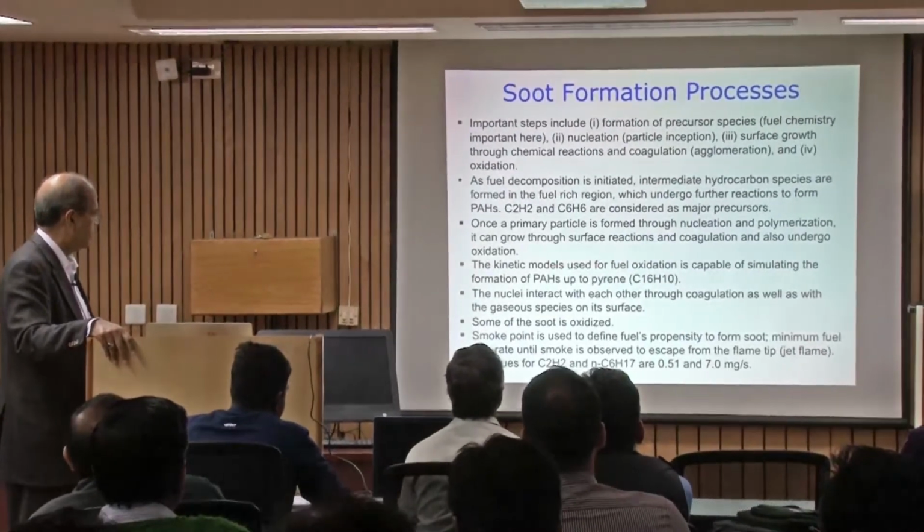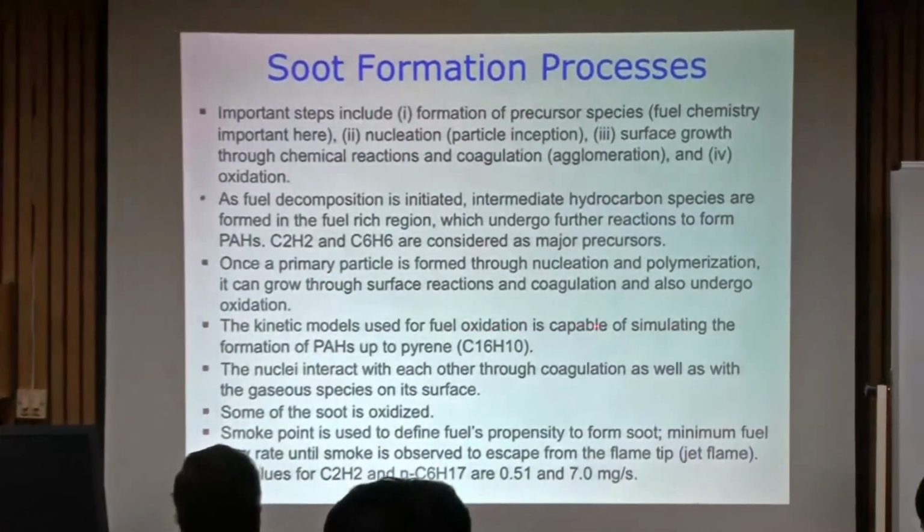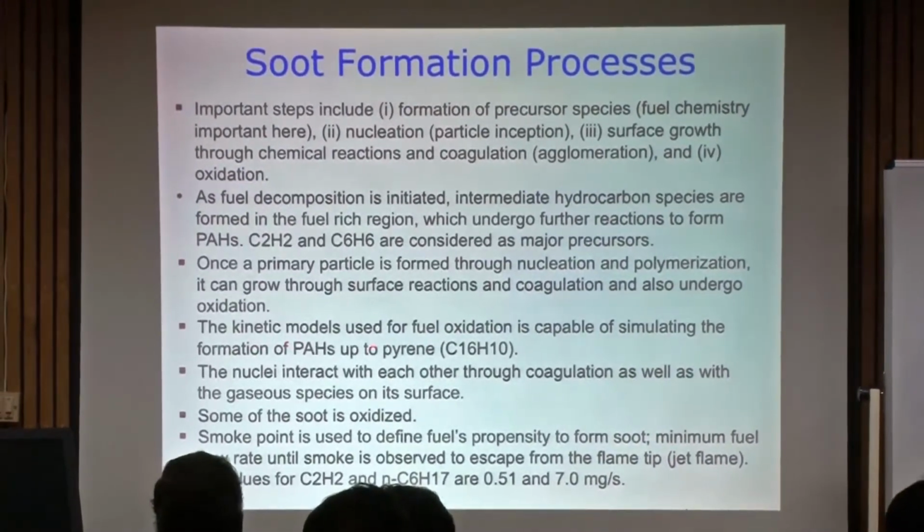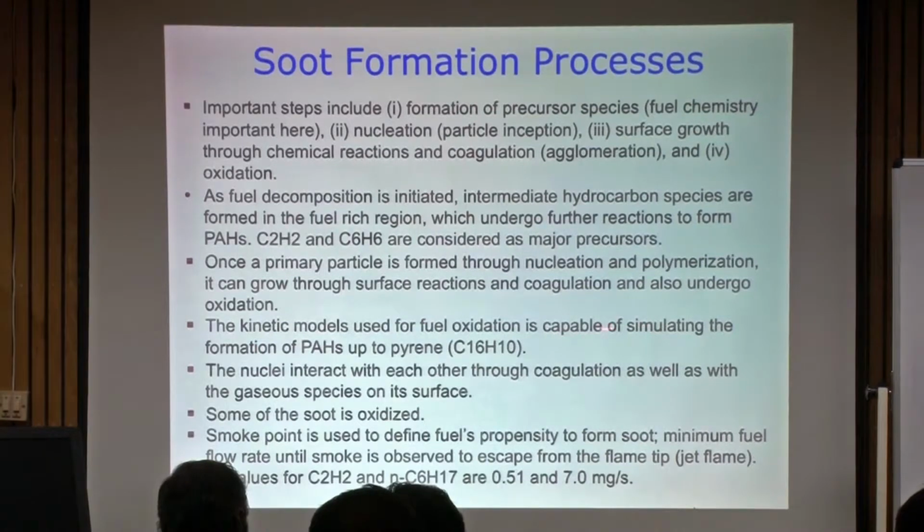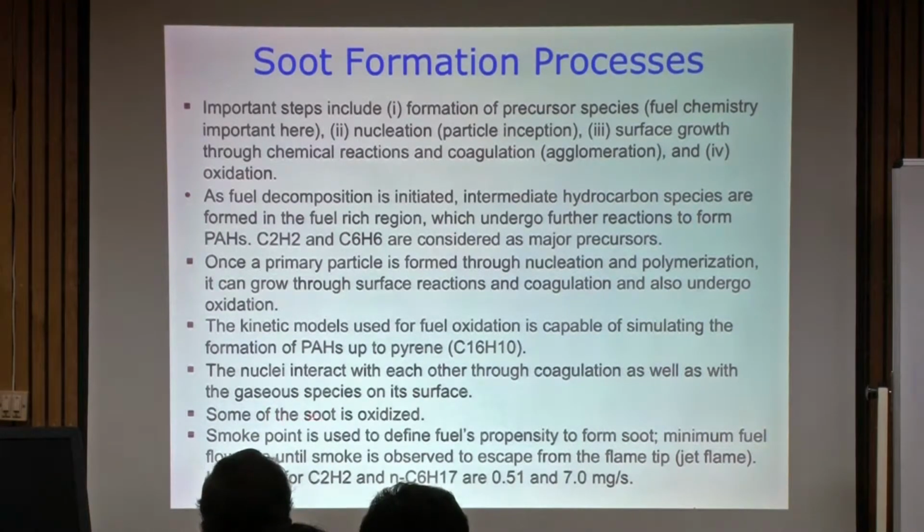Where were we? Here. Now the kinetic models, the reaction mechanisms, that I am aware of have the capability to form up to pyrene, which is a 4-ring structure. Benzene is 1 ring, 6 carbons, C6H6, and from there you can form pyrene. These are more details of the surface growth, and then some of the soot is oxidized.